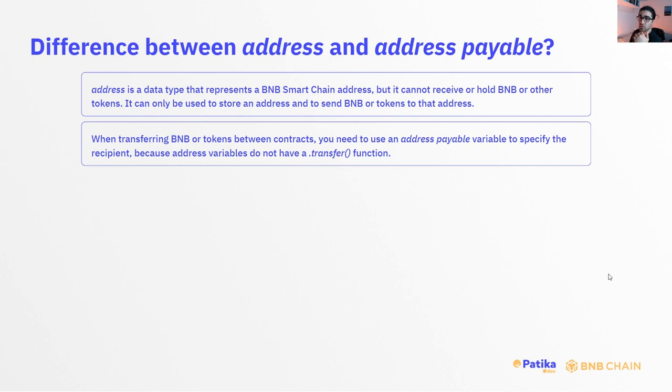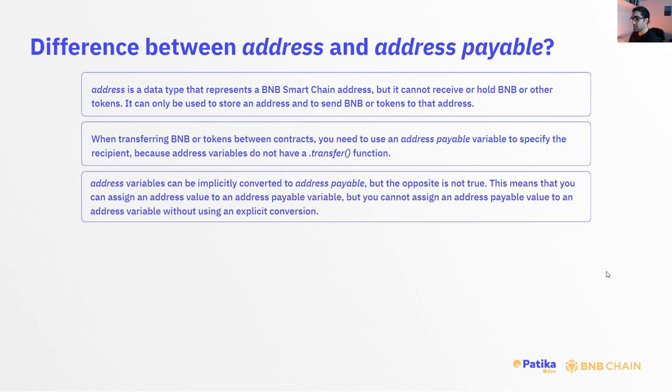We will use these functions while developing our project in the next section of the course, so you don't need to worry about address payable for now, because we'll be using it in every step of the development of the project. Address variables can be implicitly converted to address payable, but the opposite is not true. This means that you can assign an address value to an address payable variable, but you cannot assign an address payable value to an address variable without using an explicit conversion.